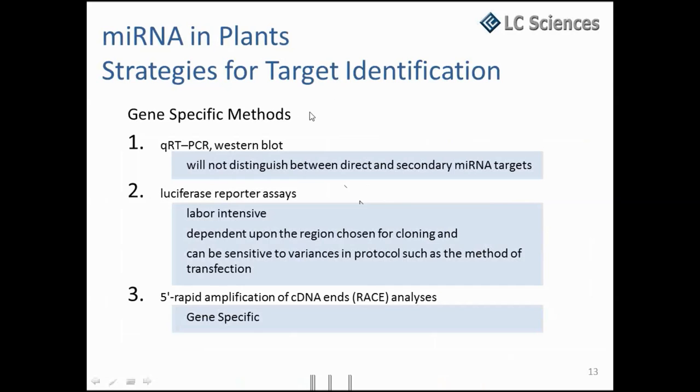And qPCR and the Western blot will not distinguish between direct and secondary microRNA targets. The luciferase reporter assay is really labor intensive, depends upon the region chosen for cloning, and can be sensitive to variance in protocol, such as the method of transfection. And the 5' rapid amplification of cDNA ends analysis requires prior information, and is also gene specific.